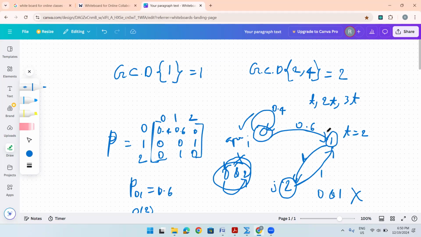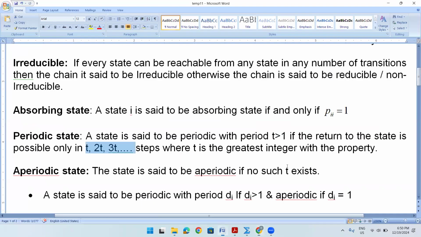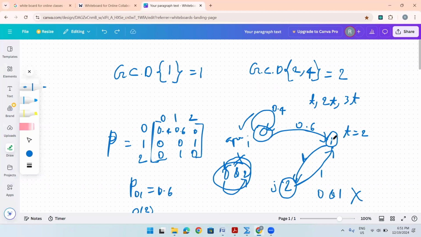6 is also possible: 1 to 2, 2 to 1, 1 to 2, 2 to 1, and 1 to 2, 2 to 1. Six transitions we can also find. So like this, we can find it. That's why it is called a periodic state. State 1 is a periodic state, and state 0 is aperiodic. Now let us check state 2 also.